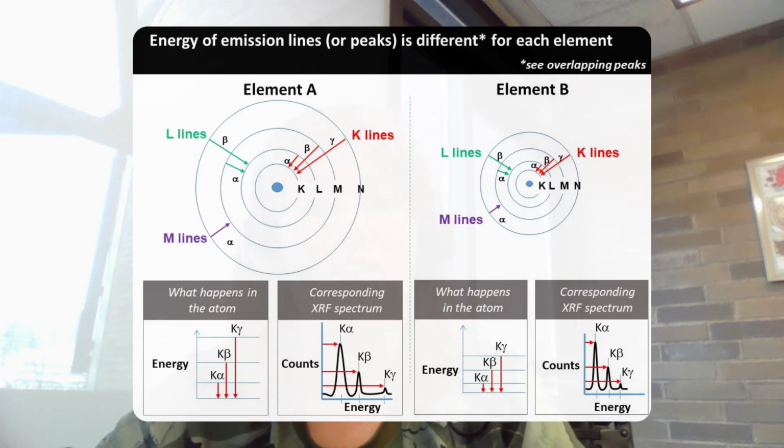Software connected to the instrument converts the energy of each emission into a spectrum. The corresponding XRF spectrum for element A and B is shown in the lower right panels. Notice that energy is now plotted on the x-axis, which is as if the left panel were rotated. Observe how the length of each line matches up in the left and the right panel.